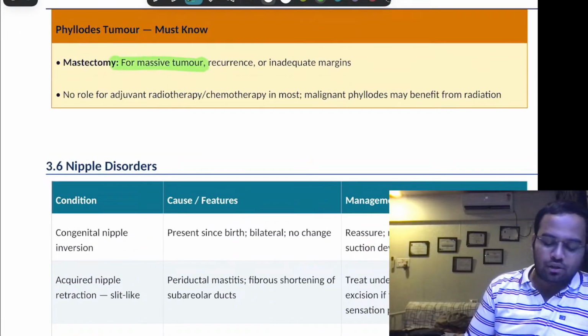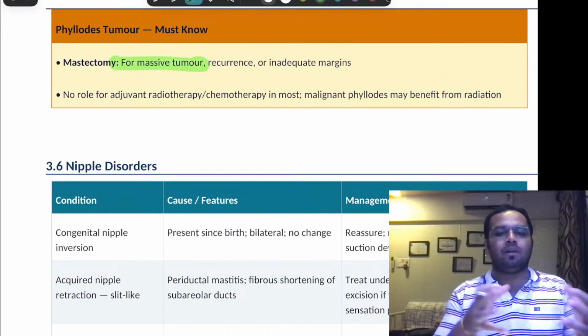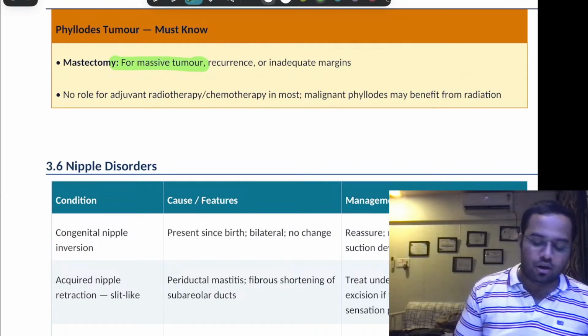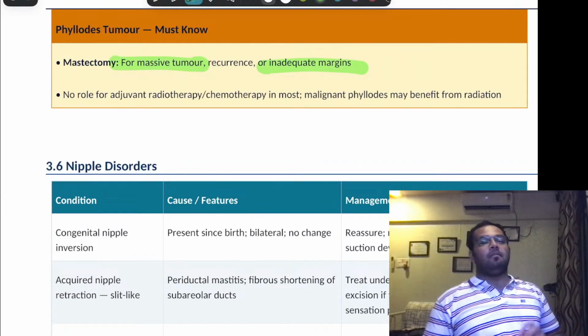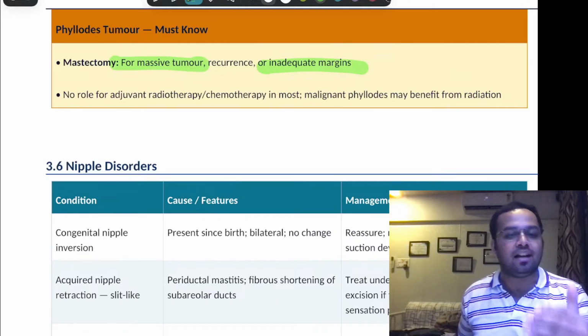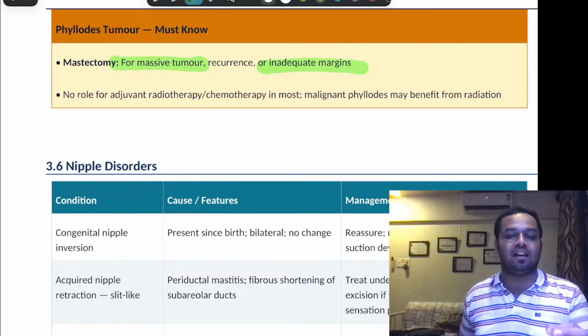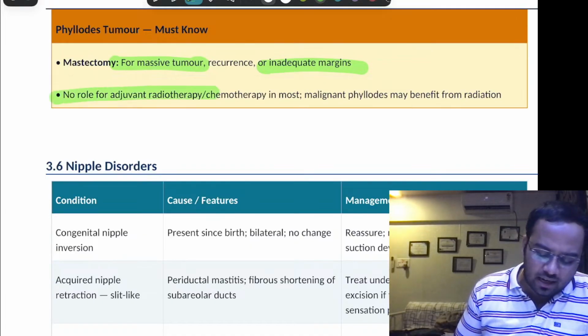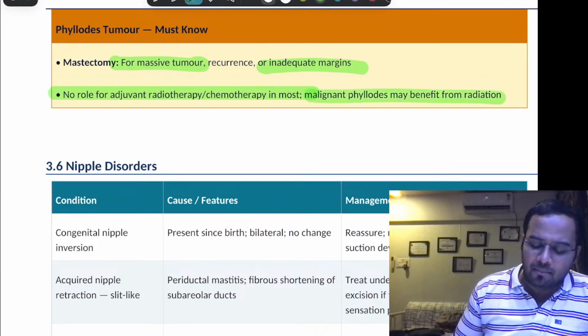Mastectomy for a massive tumor. So always remember, if the breast is small and the tumor is big, you cannot conserve the breast. You cannot just go for a lumpectomy. That time you are going to go for a mastectomy for the patient. A simple mastectomy. We saw that the mastectomy plane should be anterior to the prepectoral fascia. You are going to preserve the prepectoral fascia during a simple mastectomy. No role for neoadjuvant chemotherapy. Malignant phyllodes may benefit from radiation.